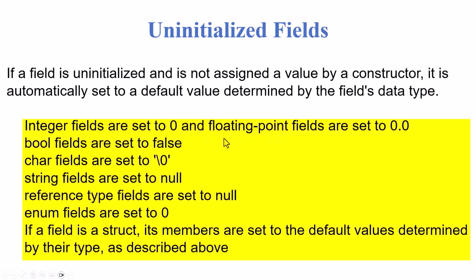Floating point fields are 0.0. Boolean fields are false. Char fields are set to a backslash 0. String fields are set to null. Reference type fields are null. Enum fields are 0. And it's a struct.